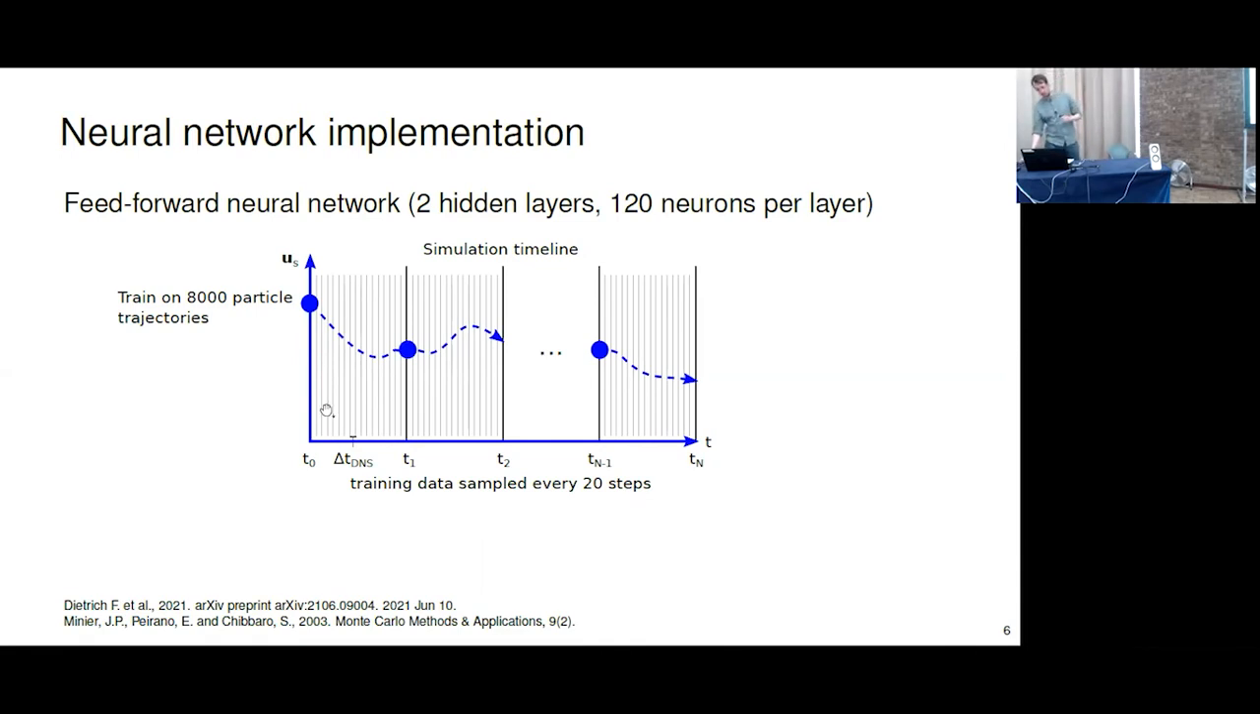And then we essentially learn by incrementing the velocity from T0 to T1 and then comparing the velocity at T1 with the DNS data. And then we do this for every interval. The loss function is a little bit more complex because it's a stochastic problem, so there are several more terms. I can go into that later if anyone wants to discuss it. But essentially we just minimize the difference between the neural network and the data.